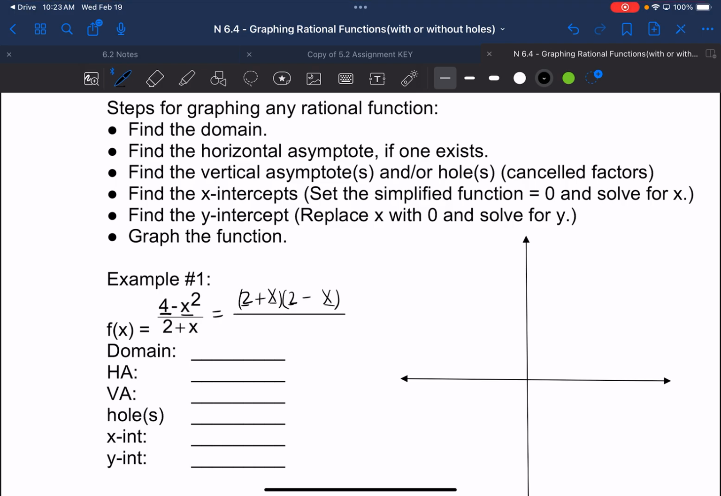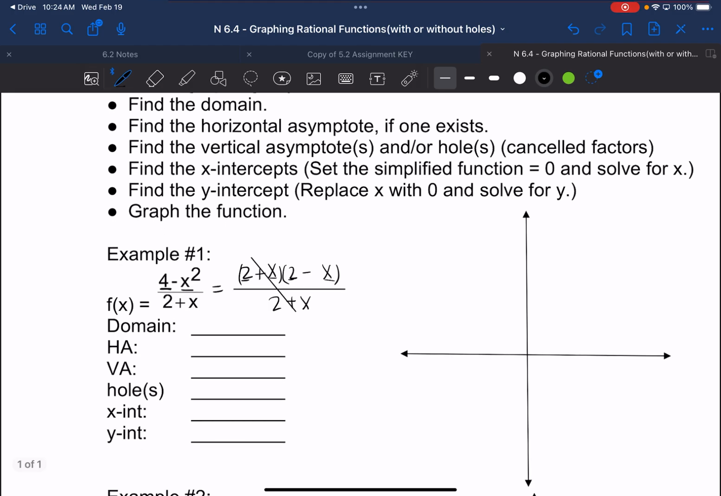Doesn't look like there's anything we can factor in the bottom, so we're going to leave it as 2 plus x. But what do you notice now? Right, we got something that they have in common, which means they divide out. When you have something that divides out, that's where you have a hole. So we didn't have to do anything else. We just had to factor it like normal, right? So we are going to have a hole.